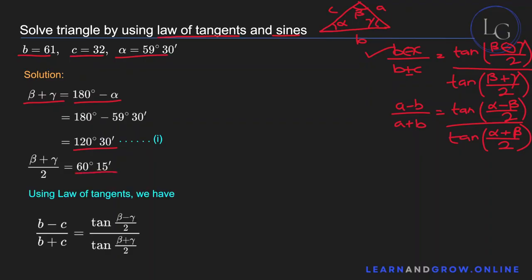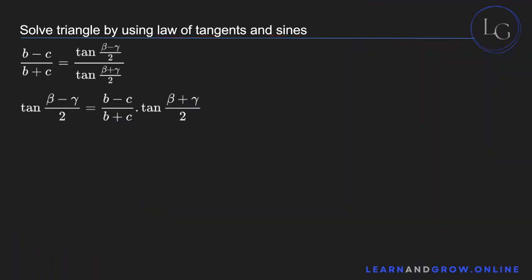Now using the law of tangents, which is this formula over here, the same formula used over here. Now, you've been given beta plus gamma over 2, which is this value over here. So now you can find out beta minus gamma over 2. So you can just cross multiply it over here.